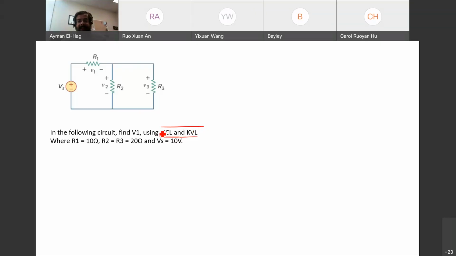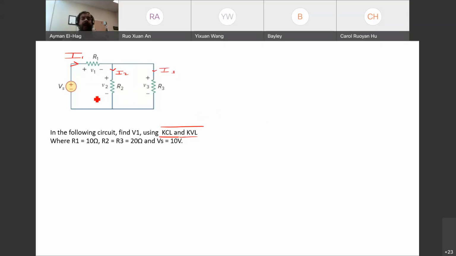Now, if this is KCL and KVL, then regardless of what is required, you forget what is required in the question. Then you need to assign currents in every branch and call it, for example, this is I1, I2, and I3. So this is the first thing. You need to assign currents, and then you start to apply your KCL and KVL. So first you have to assign them, if it's not assigned in the question.